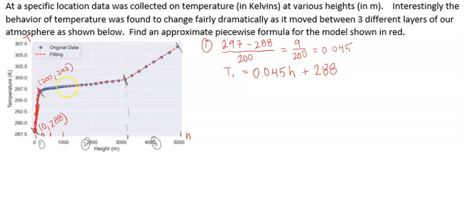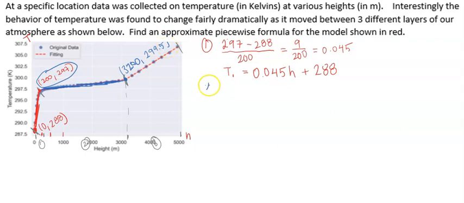Piece number 2, I'm going to use blue if you can see that. It's going to be that line segment. So it shares this same point 200, 297. And then on this end, what do we have? Maybe 3,200? 3,200. And then the y value on that, we're a little below 300. So that's maybe 299.5.